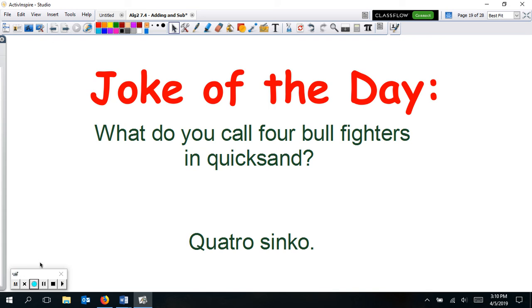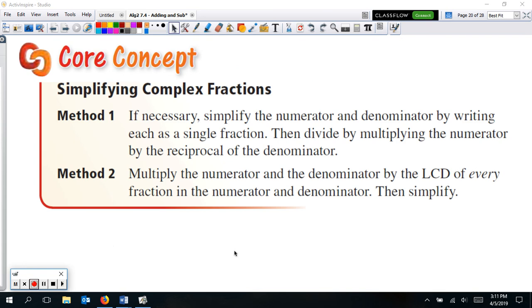Okay, moving on to the last couple problems now. So you do have this core concept with simplifying complex fractions, which are these last 2 problems. And so there's method 1, method 2. I'm just going to go through one method with you where I basically work on the problem. Make sure that each numerator and each denominator are one single fraction. So I just pretty much do method 1 for the most part. Simplify the numerator and denominator into one single fraction and then divide by multiplying the numerator by the reciprocal of the denominator. That's how we kind of do that. So that's what we'll do on these last 2 on 12 and 13.